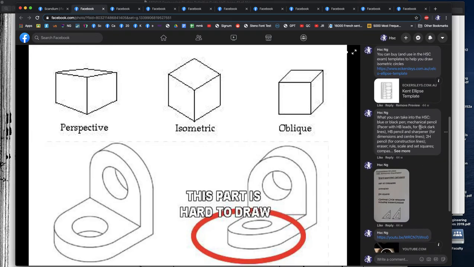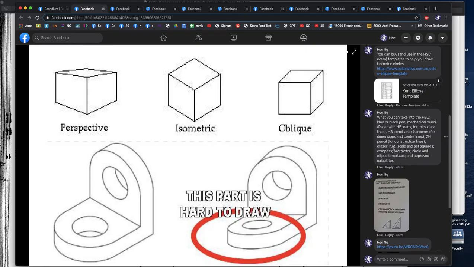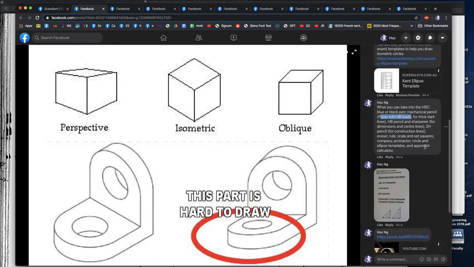Okay, so it's important to talk about, and this is the opportunity where I talk about what you're allowed to bring into the HSC. You are allowed to bring in a blue or black pen, and a mechanical pencil, which back in my day was called a pacer, but these days with all the Japanese pens you can buy from Kinokuniya, you use it to draw thick dark lines. We'll talk about that in a second.